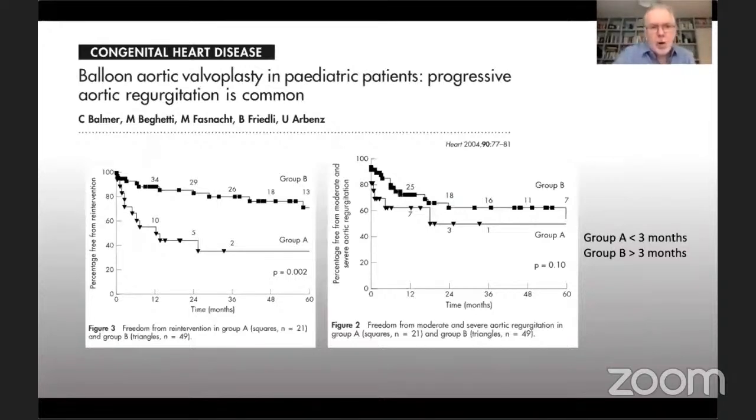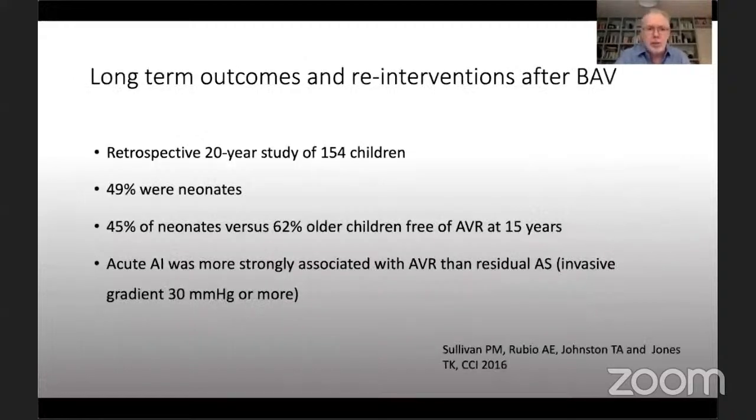However, we also know that over time, aortic regurgitation following balloon dilation tends to progress. This is an example of a study from Geneva, I think in 2003. Group A are those children under 3 months, group B over 3 months. Not only is freedom from re-intervention worse in the smaller ones, aortic regurgitation is also worse and tends to progress in both groups. And several other people have shown this.